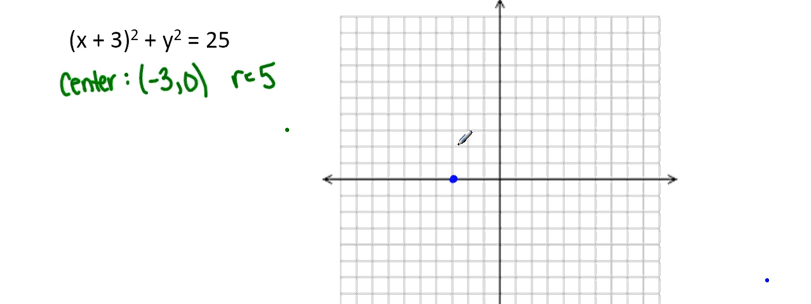And then I know that every point on the circle has to be exactly 5 units away from that center point. So I'm going to go find a few of those. And now that I have a pretty good idea of where my circle is going to go, I'll grab my pen and I'll sketch my circle. And again, not the best looking circle, but for right now, it gets the job done.